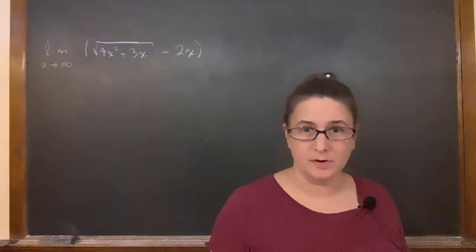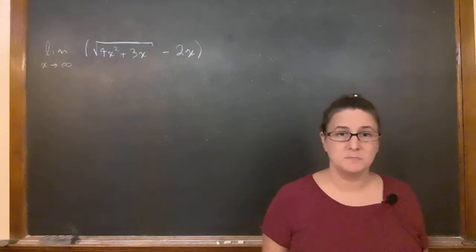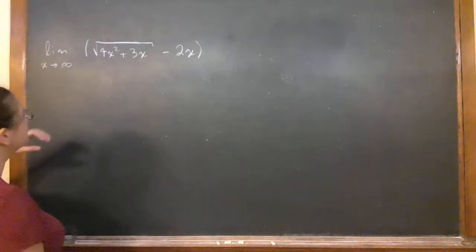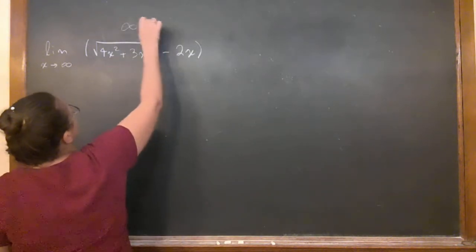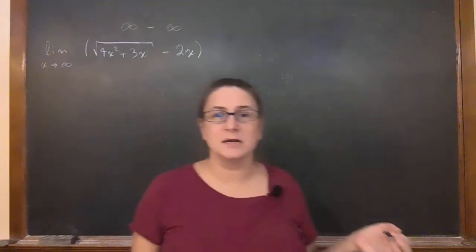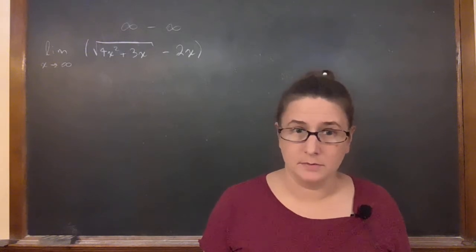Well, here's something more unusual. It's not a rational function this time. It's something going to infinity, but look at the form. This is something of the form infinity minus infinity. Now, infinity minus infinity is one of those things that we call an indeterminate form.